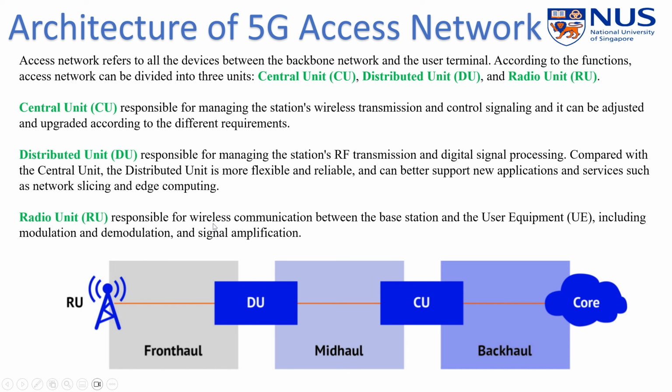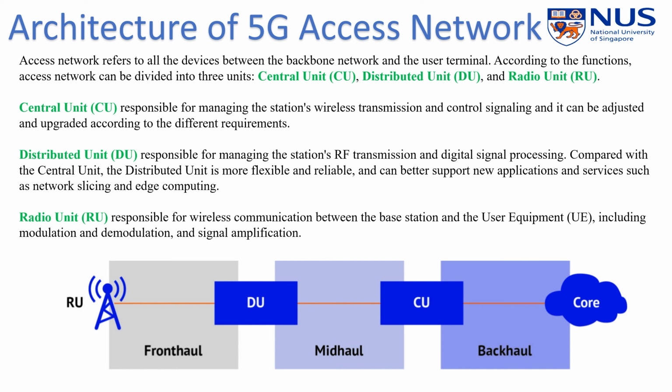First part is the architecture of 5G access network. Access network refers to all the devices between the backbone network and the user terminal. According to the functions, access network can be divided into three units: central unit, distributed unit, and the radio unit.